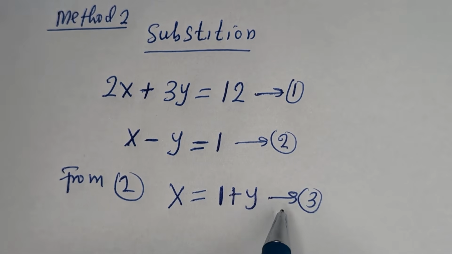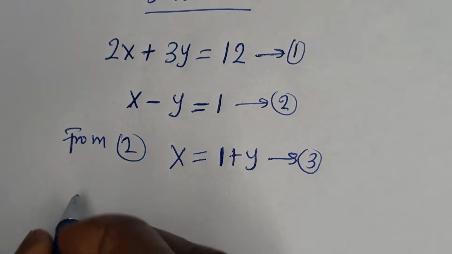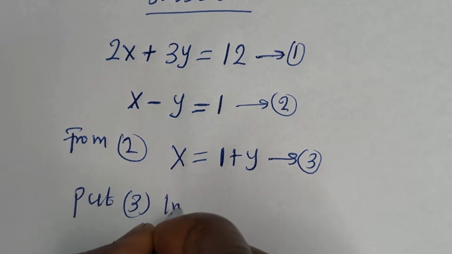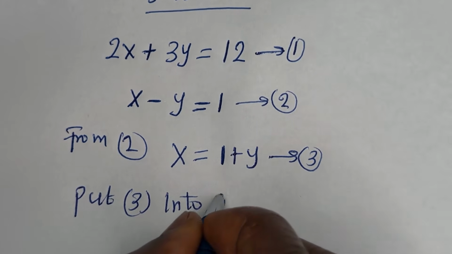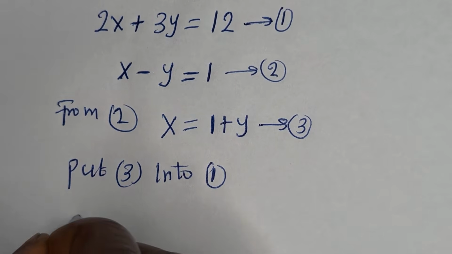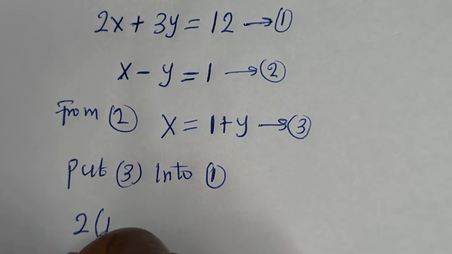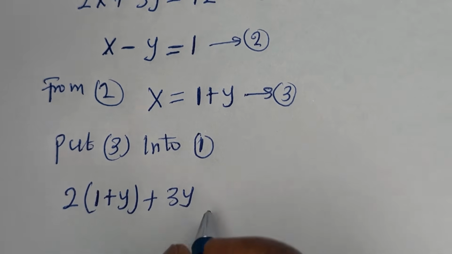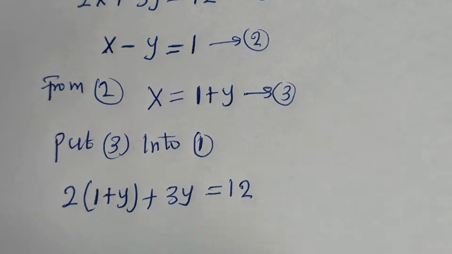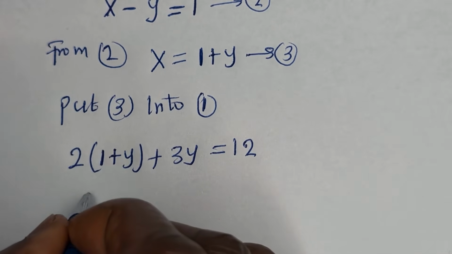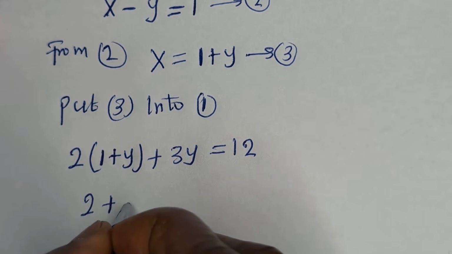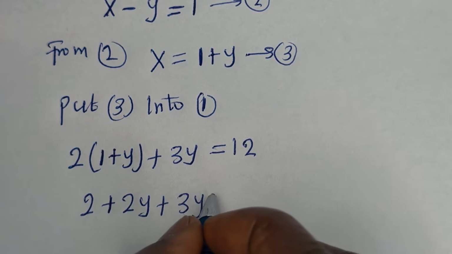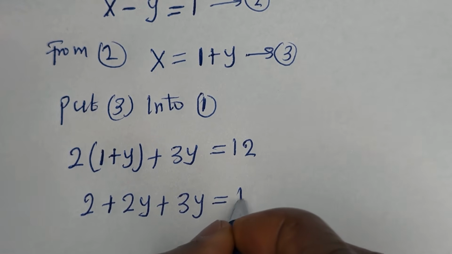Now let us substitute equation 3 into 1. That is, put equation 3 into equation 1. Then we have 2 bracket 1 plus y plus 3y is equal to 12. Let's open the bracket. 2 multiplied by 1, 2, plus 2 multiplied by y, 2y, plus 3y is equal to 12.